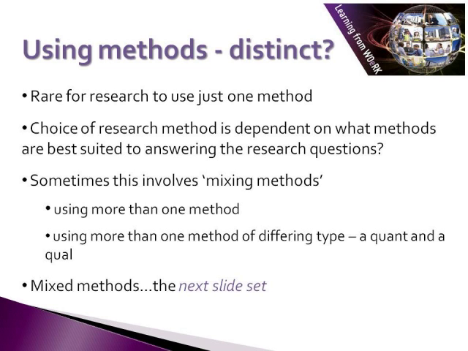a survey and a structured observation, or using an unstructured interview through a focus group format and also going and doing some observation, or it's about using more than one method of a different type, i.e. using a survey, so a quantitative method, and using a semi-structured interview to follow up with as a qualitative method. So sometimes it's appropriate to mix your methods, and mixed methods we are going to talk about in the following slide set, so slide set 7.